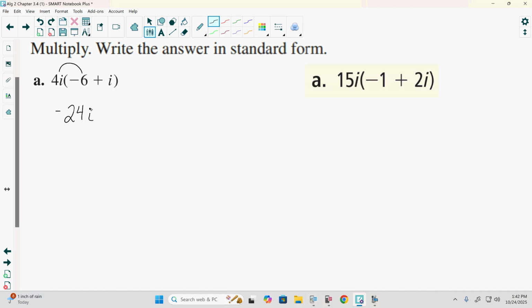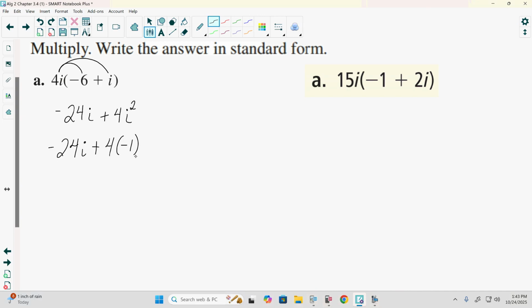Now we're going to do the same thing. We're going to multiply 4i and i, 4i and 1i. Well, 4 and 1 is just going to give us 4. Our i times i is i squared. So we multiply through by 4i, we get negative 24i plus 4i squared. Now we can't leave it as this because we cannot have i to any power greater than 1. Now i squared, out of all the powers of i, is one that was good to know because i squared is negative 1. So what we're saying is negative 24i plus 4 times negative 1, because i squared is negative 1.